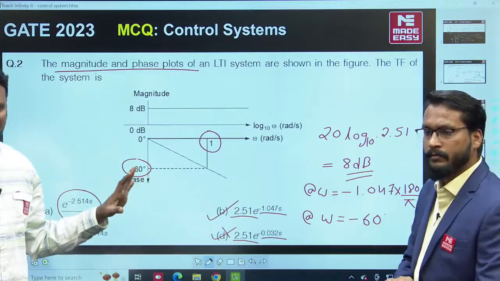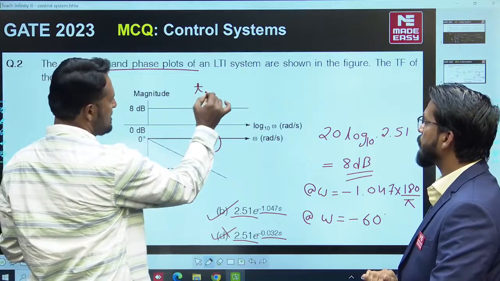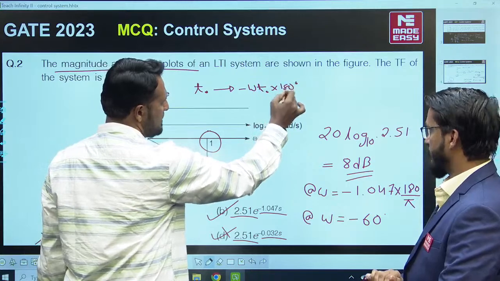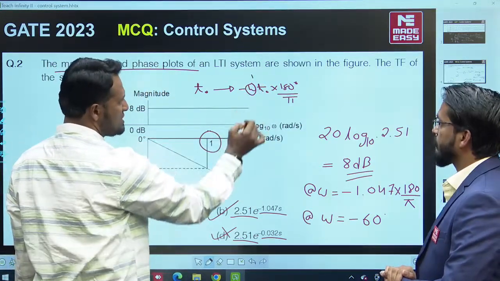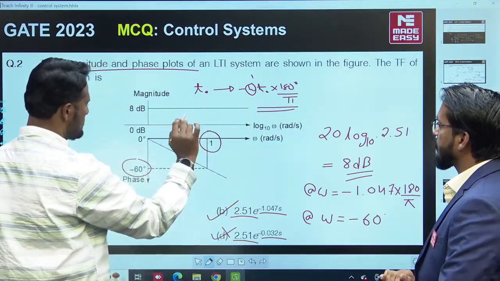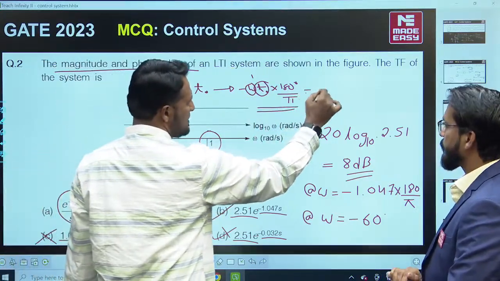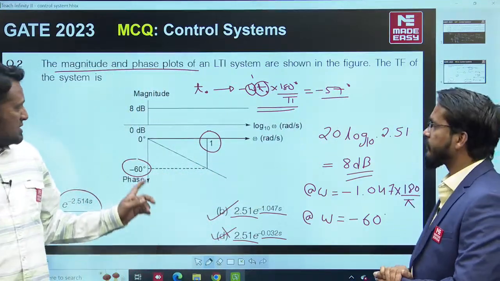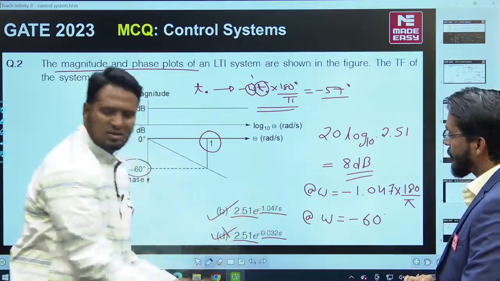Of course, that's very well explained by sir. The other simple way of thinking is that T0 seconds of transportation delay results in a phase of minus omega T0 into 180 degrees by pi. The frequency of operation is 1. So even if it is 1 second of transportation delay, this becomes minus 57 degrees. It's a standard figure, minus 57. Right. So since the phase is 60, the transportation delay should be close to 1 second. So straight away it should be the answer. Yes. Okay.